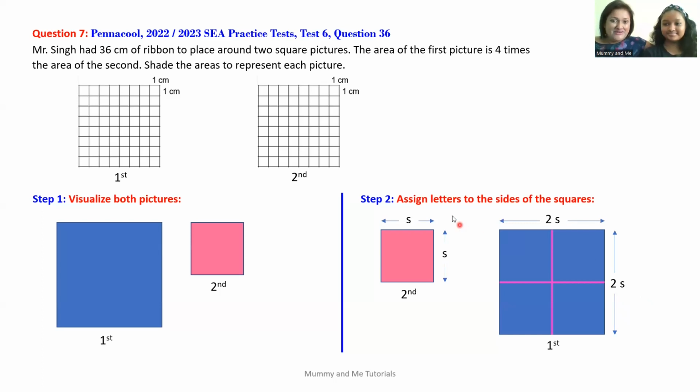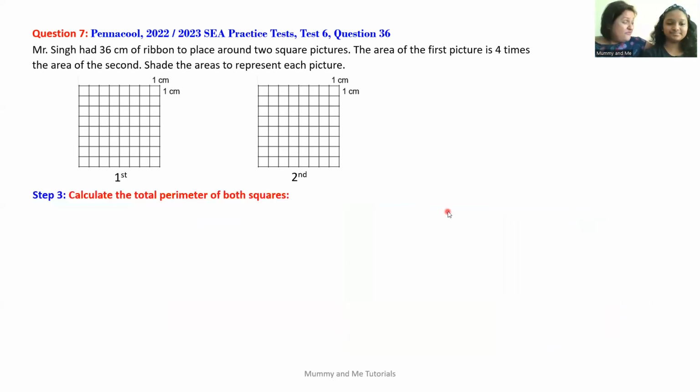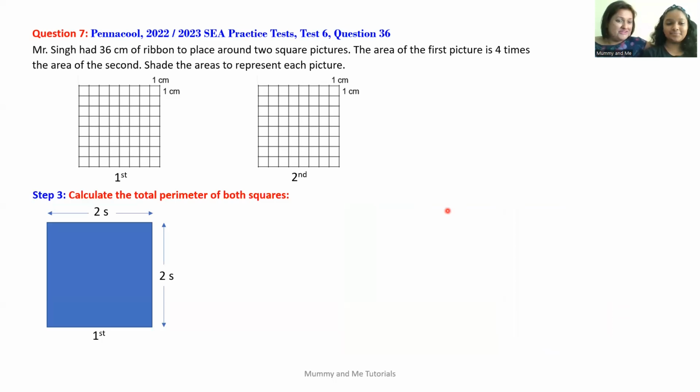But here S plus S would also be equal to 2S. Now that we've assigned letters to all sides of our square, what shall we do? We should calculate the total perimeter of both squares.